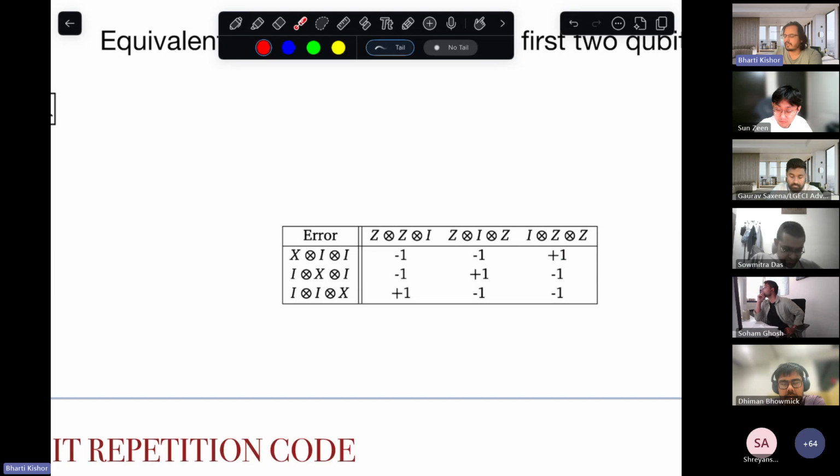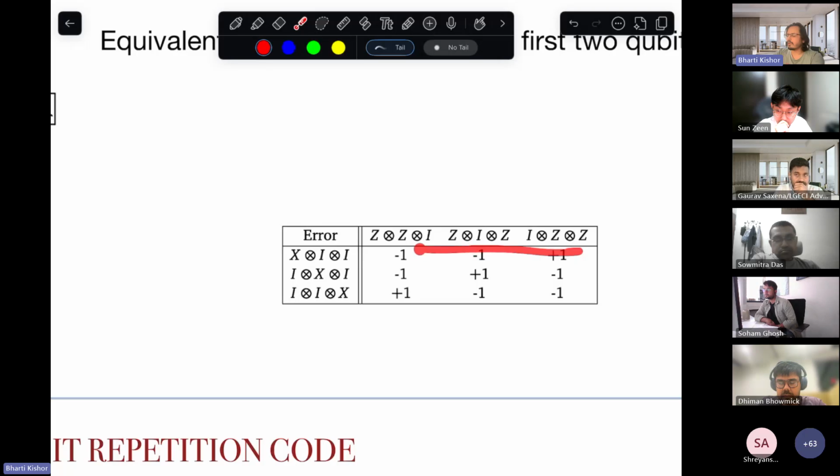So there are three possibilities, right? If you get everything +1, then life is good. There is no error. But let's say you get -1 here, then the first qubit went through error. If you get -1 here, then the second qubit went through error. And if you get these two -1, then the third qubit went through error.